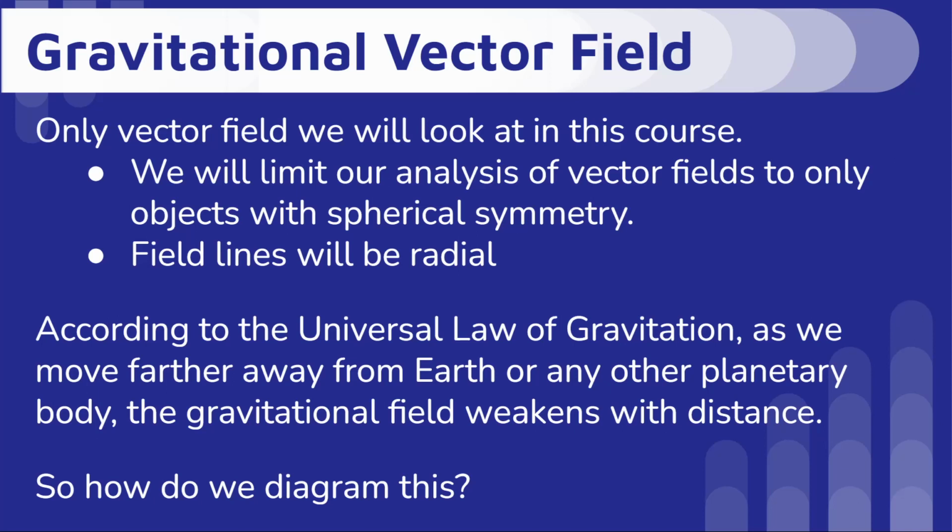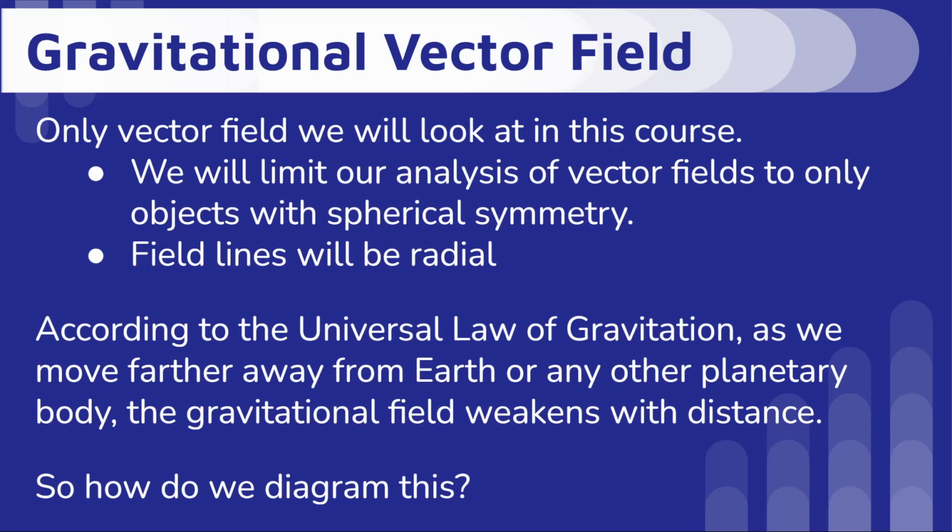Again, that's why we want something spherical and symmetric, because we have these lines and they're all going to be drawn toward that same point or away from that same point, depending on the type of field, but for gravitational, toward it, radially. And so they'll all be along a line of radius if you were to extend it from the center of that circle. According to the universal law of gravitation, as we move farther away from Earth or any other planetary body, the gravitational field weakens with distance.